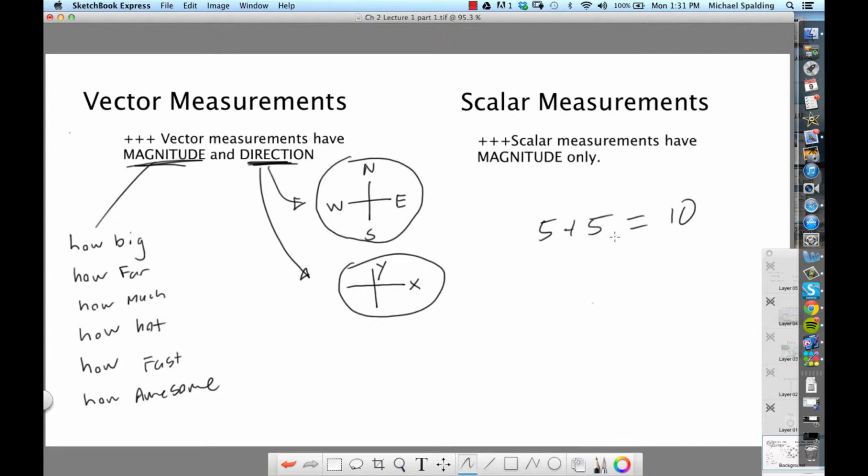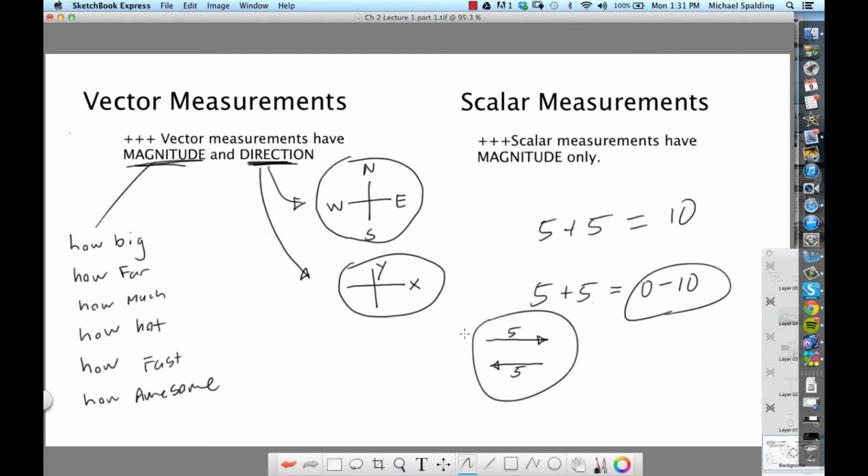In the world of scalar, 5 plus 5 will always equal 10. How about in the world of vector? In the world of vector, 5 plus 5 can equal anywhere from 0 to 10. It depends on what? The direction. So when would 5 plus 5 be 0 in the vector world? Well, what if you had a vector that points to the right? That's 5. And then you had a vector that points to the left. That's 5. What are those two vectors going to do? If one points to the right and the other one points to the left, they're going to cancel to 0.